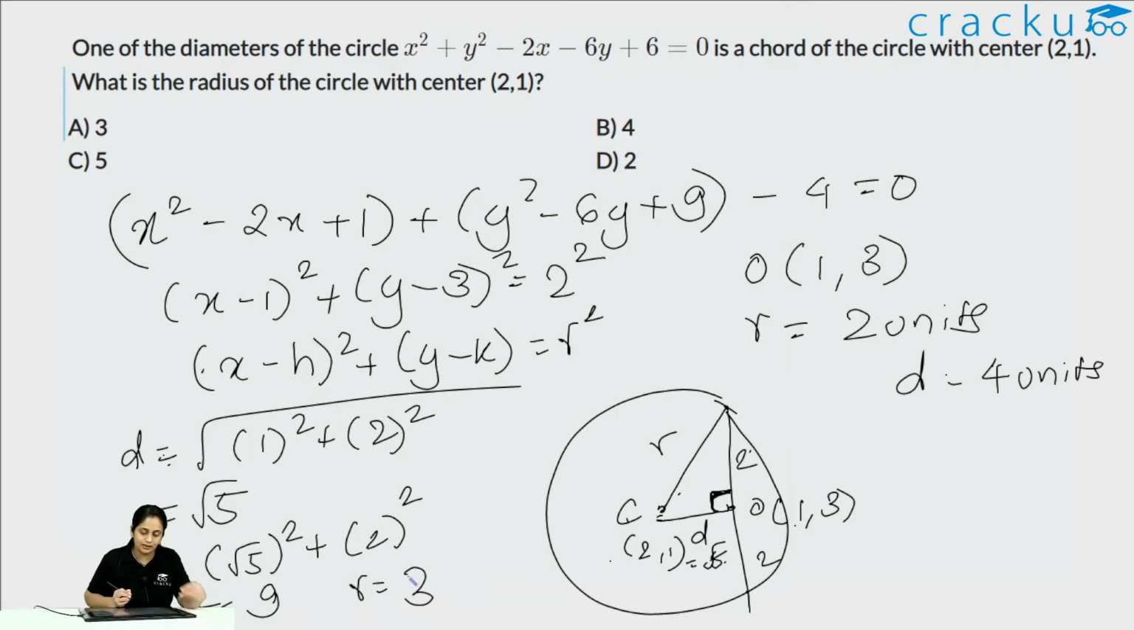So what is the radius of the circle with center at 2, 1? It is equal to 3 units. So the right answer is option A. As you could see in this case, we basically had to realize that this diameter is a chord of the circle. You draw it and just use the distance formula to find out this length. And this is 2 units because it's a diameter, and it is the midpoint. So this is a right angle triangle. Using Pythagoras theorem, it became easy after that.